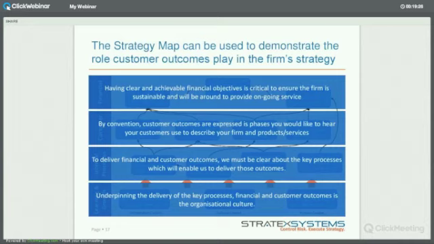So the strategy map provides this nice structure which really helps organizations think through what their financial objectives are, and then to achieve those financial objectives, what are the critical conduct outcomes or customer outcomes we need to see, and how do we express them in customer language so that we can deliver our financial objectives. Then we've got to achieve our financial and customer outcomes. What are the internal processes and what kind of organization do we need to develop and build?